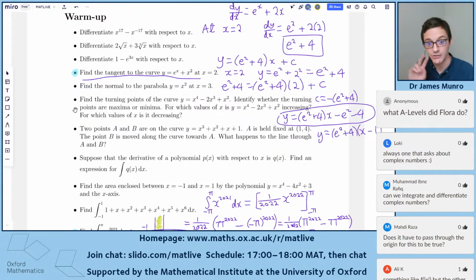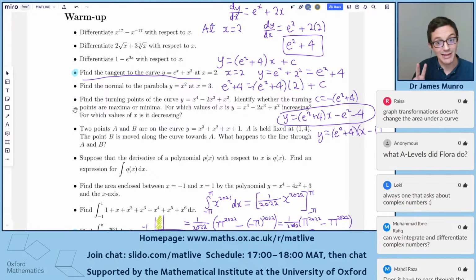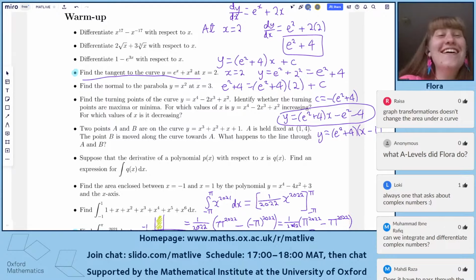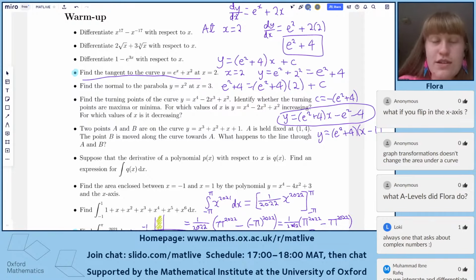Also, someone's asked our two running jokes, which are, can we use complex numbers today? And also, what A-levels did you do? Those have both appeared in chat now. Okay, to answer the A-levels question, I did maths, further maths, RS, which is religious studies, and Spanish, and I did an EPQ. As for the other question, there is such a thing as complex integration, but you will not encounter that until you get to university, sadly for you.